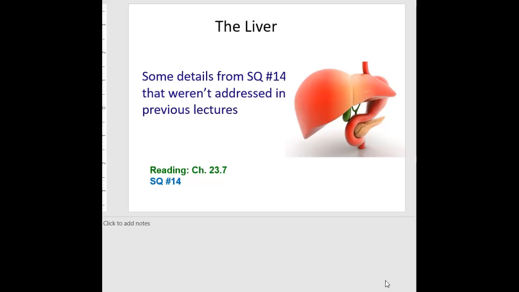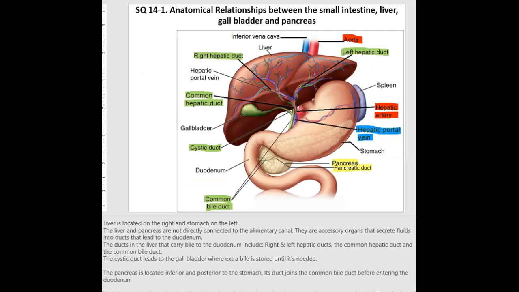This presentation deals with some extra items that we did not cover previously in study question 14, specifically about the liver. So the liver is located on the right side in the abdominal cavity and the stomach on the left.